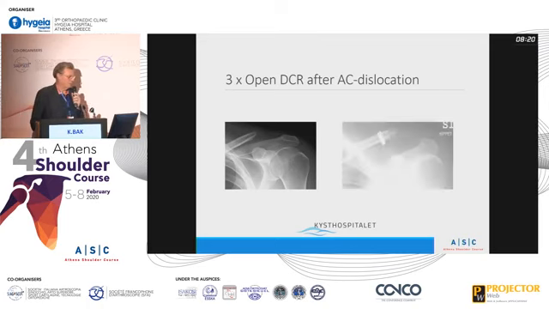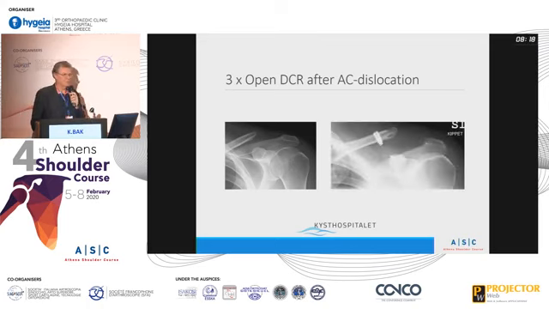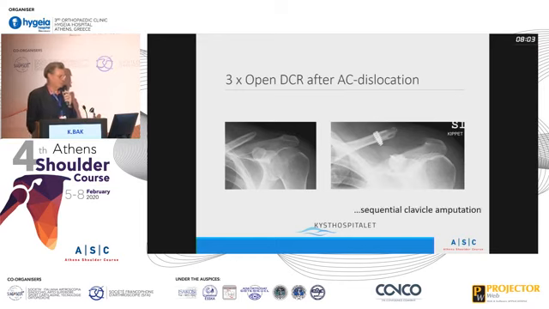A lot of things went wrong that day. They didn't have the right screws in the OR, and I couldn't go around the coracoid because I didn't have a Deschamps. But actually, he's one of my happiest patients. I passed the graft around the coracoid, and the interference screw held. So he became horizontally stable, and this is what I call sequential clavicle amputation. This is not a good idea.